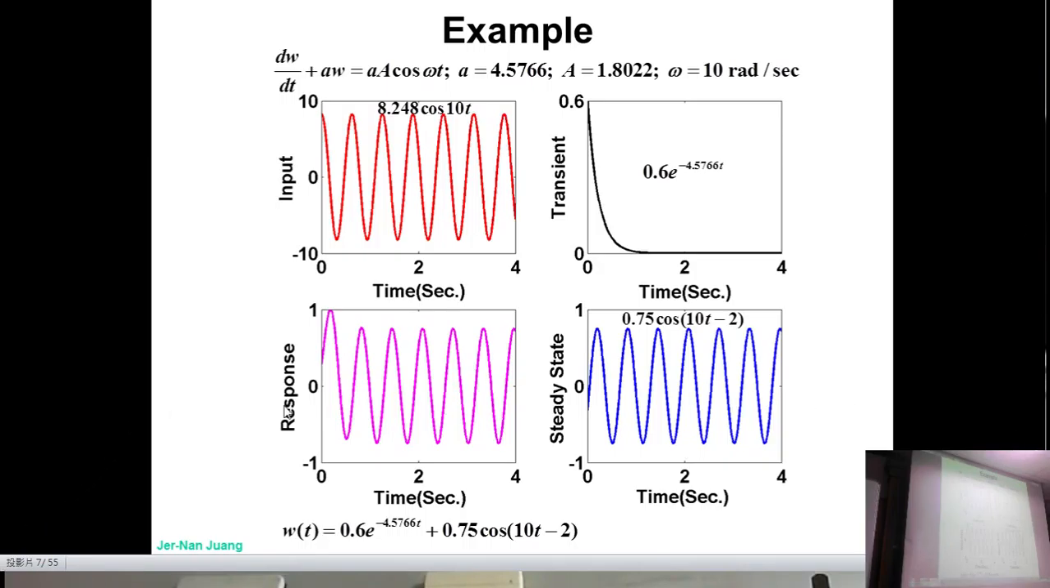It's there. That's my real response, adding this plus that. That's my overall response. You can see that the transient is gone in about 1 second. The transient's gone, so this response just looks like your steady state response. The transient response will be gone in 1 second. That's why, in many cases, the control only deals with the steady state response.